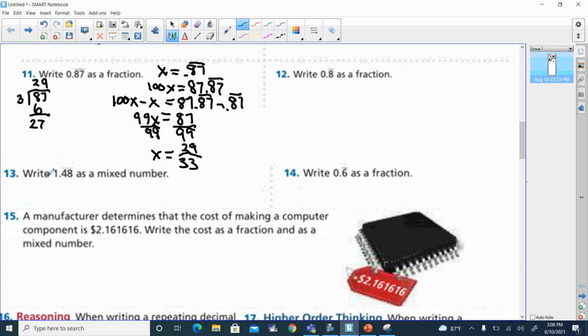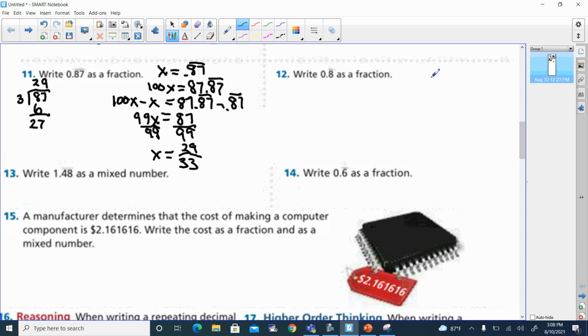All right, let's try number 13. Write 1.48 repeating as a mixed number. Wow, not giving us a lot of room to work over there, so I'm going to put it over here for now, just for us to work out the problem. You could put it wherever you're going to work it.